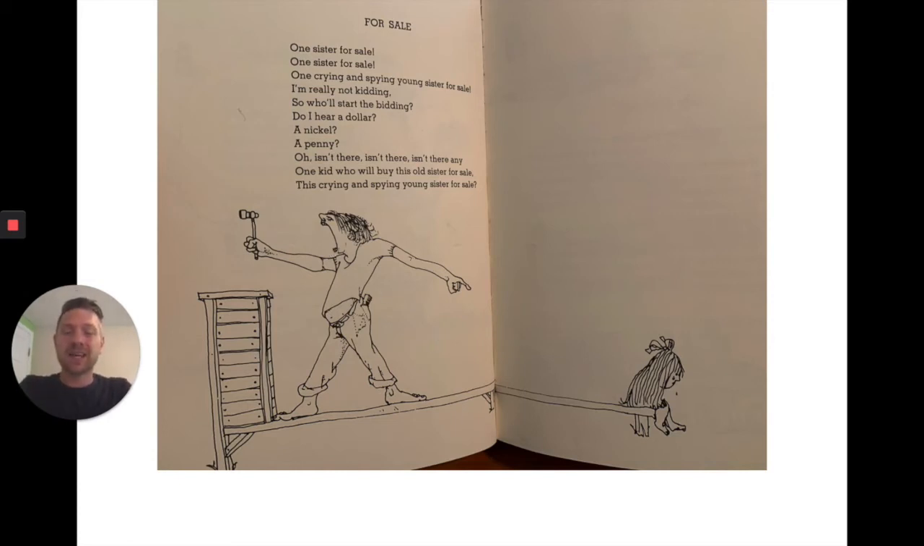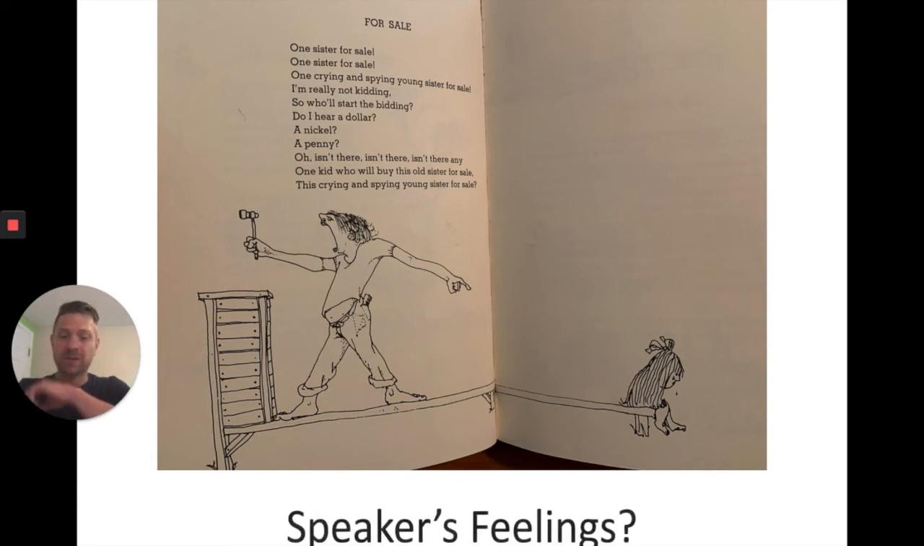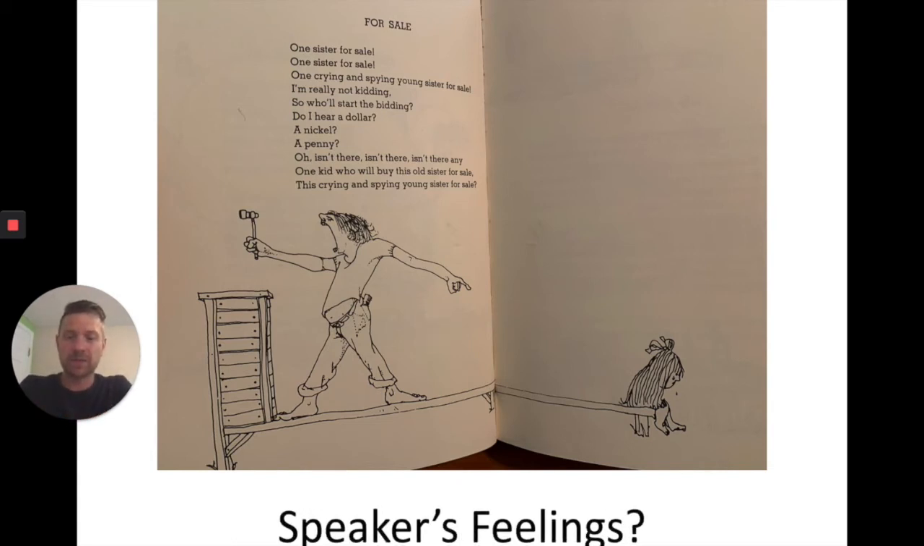It sounds like this is our question. What are the speaker's feelings? Does it say in the poem? Not really. It never says how the person trying to sell their sister is feeling, but we can make an inference, right? From our own experiences, because we might have all been frustrated with a sibling once or twice, and probably been so frustrated that we'd be willing to sell them.